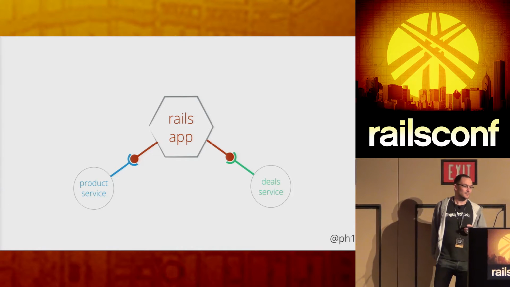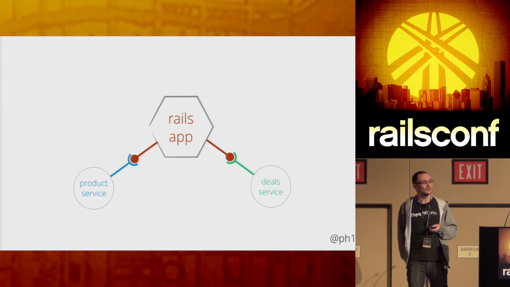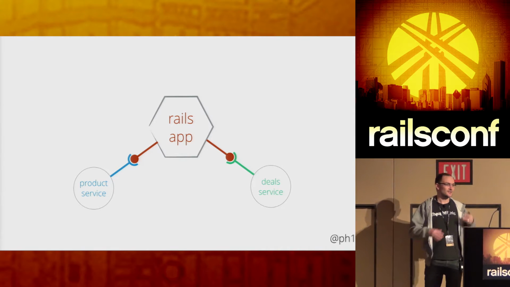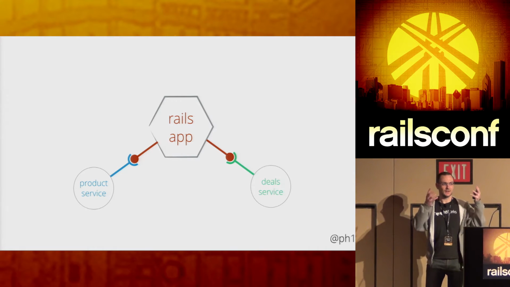So we had the product service that was serving up product catalog data, and then we had the deals service that was telling us what the deals of the day were. And as I said, the Rails app was just there to go over here and get some information, go over here and get some information, and then plug it all together.